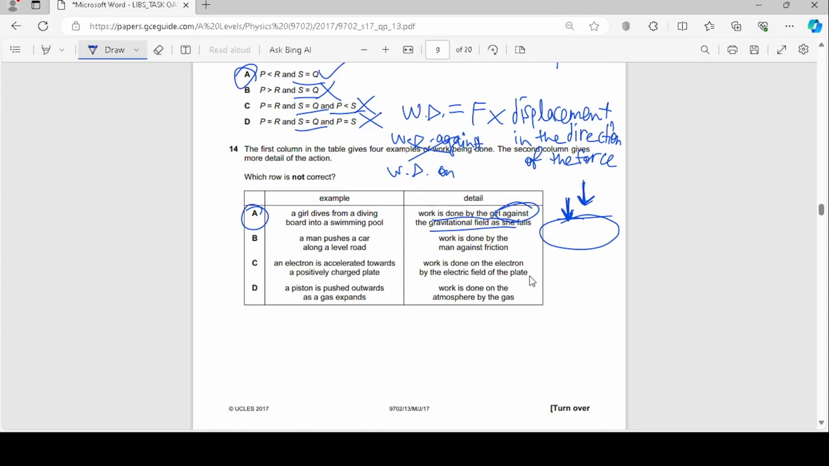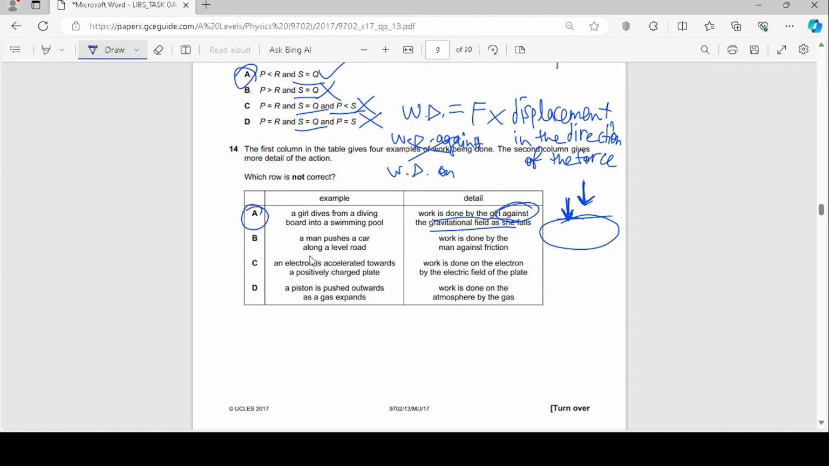So A immediately should be wrong for that reason, because the girl is not falling upwards or flying or something. No, she's falling downwards in the same direction as the gravitational field. So A is wrong for that reason. As for B, we can look at the other options, although I already got the answer technically.